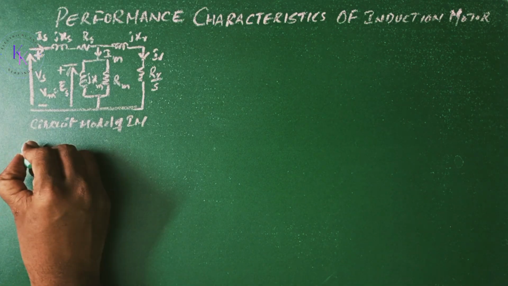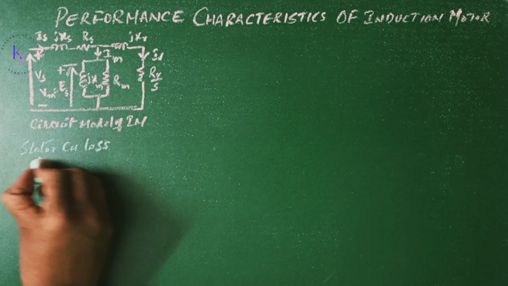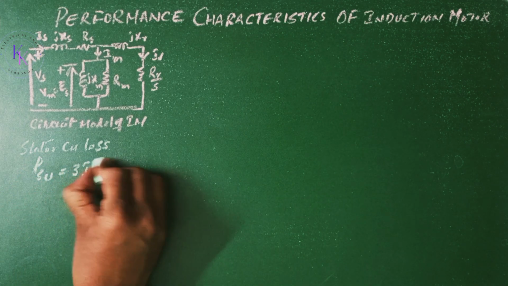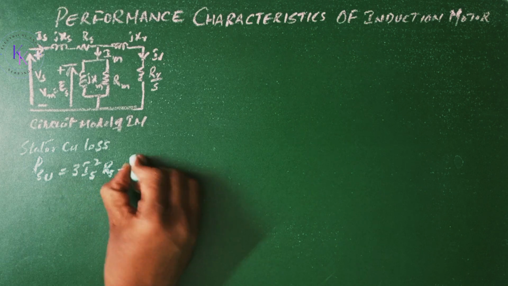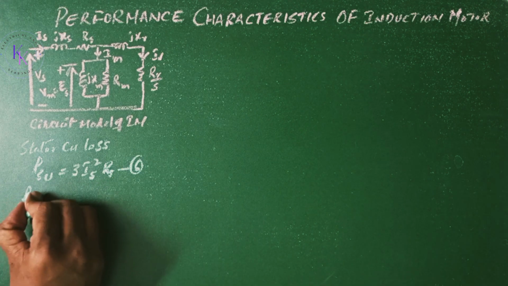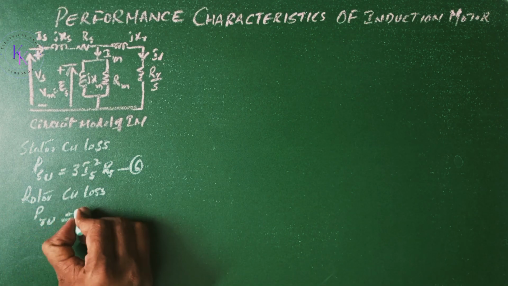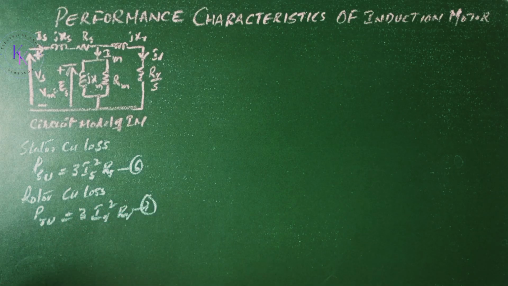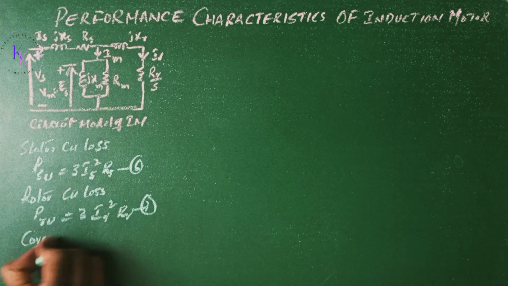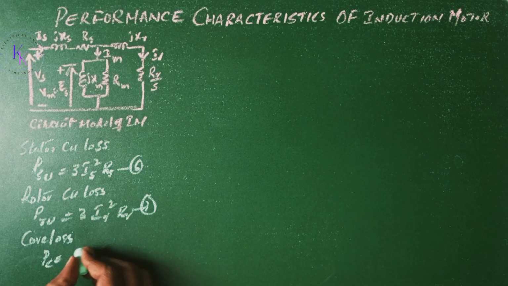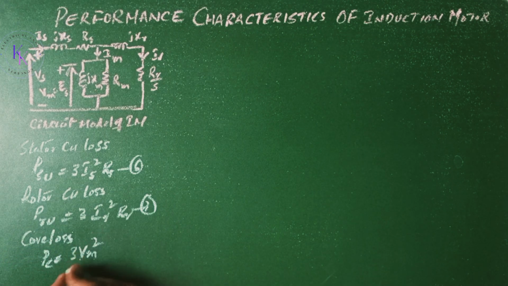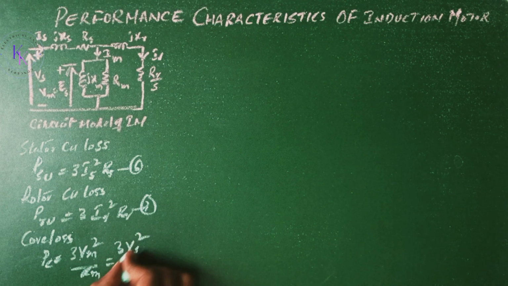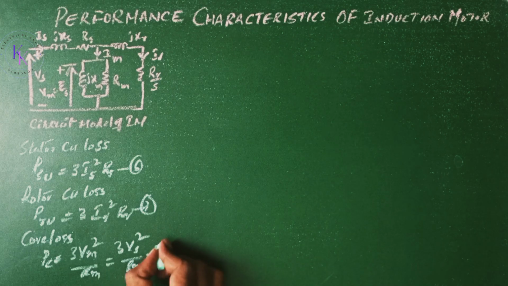The stator copper loss PSU is given by 3 IS square RS, that is equation 6, and the rotor copper loss PRU is equal to 3 IR square RR, that is 7, and core loss PC equals 3 VM square divided by RM, which equals 3 VS square divided by RM, let it be 8.